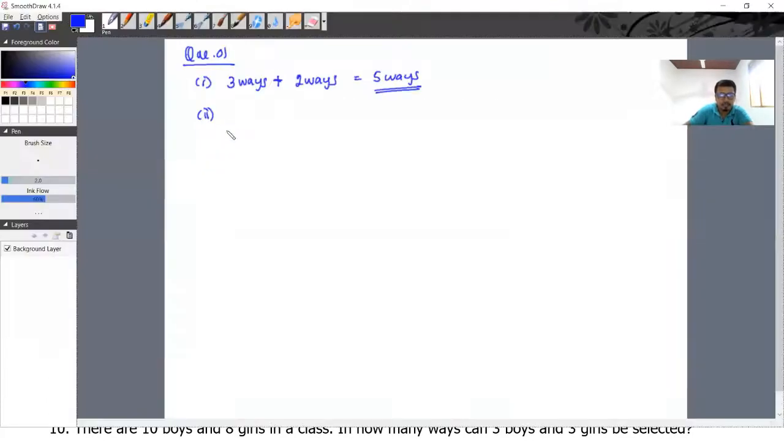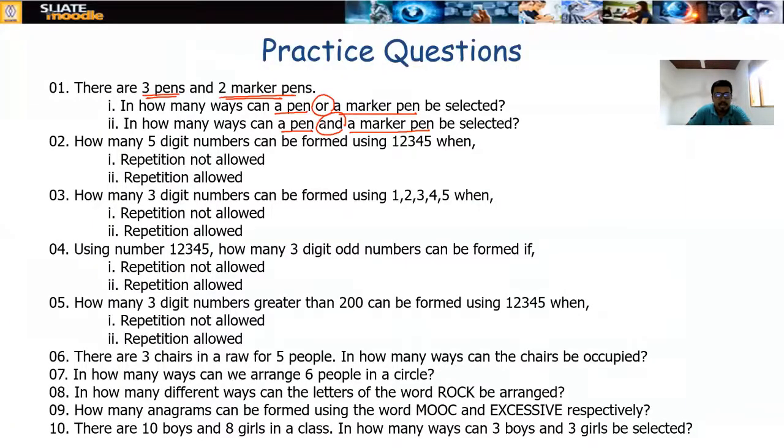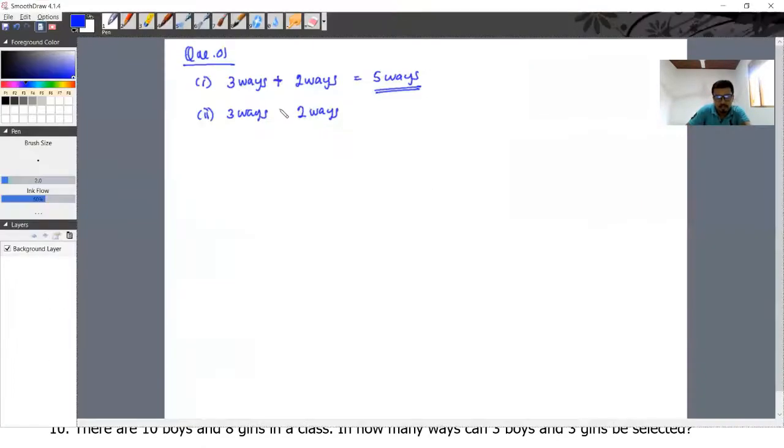Therefore, to select a pen, we have 3 ways. We have 3 options. And to select a marker pen, we have 2 options, right? Here they have used the term and. So what we need to do? How many ways can a pen and a marker pen be selected? Then altogether, there should be 6 ways.